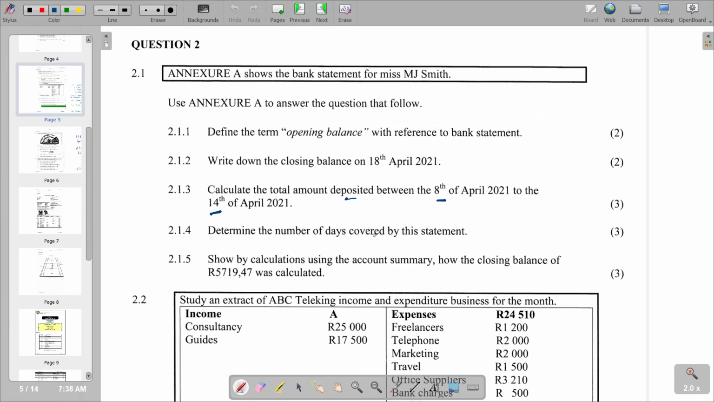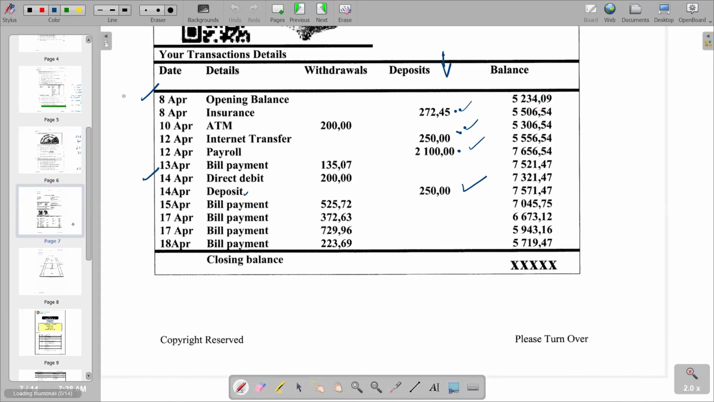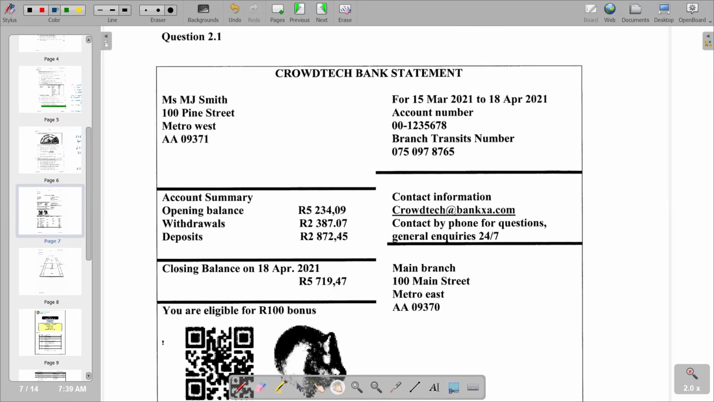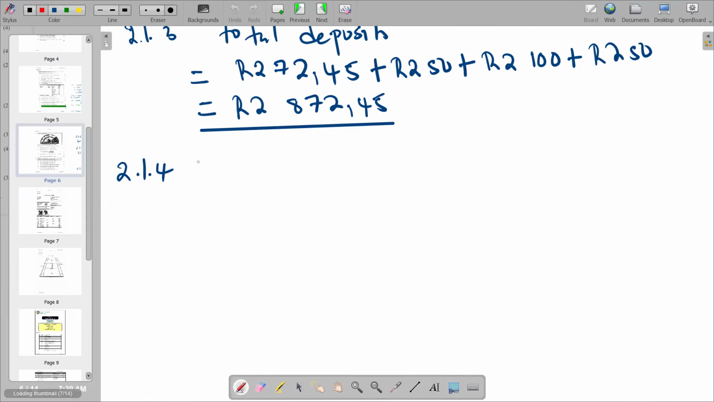Which 1 point determine the number of days covered by this statement. Number of days. At the beginning of the statement, we are told that this statement is for 15 March 2021. We know that March, the last day of March is 31. Then we add 18, because April, we have got 18 days that are calculated as such. So we're going to say 81 subtract 15.